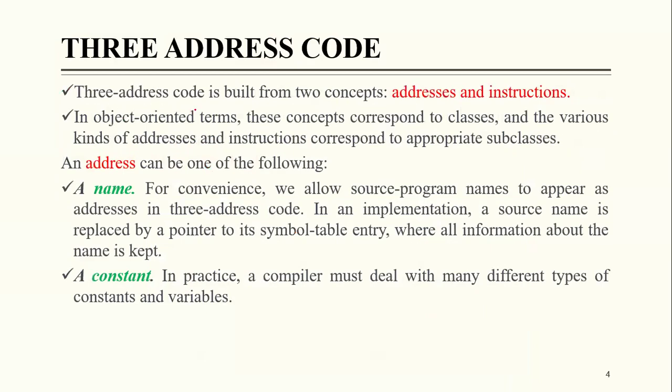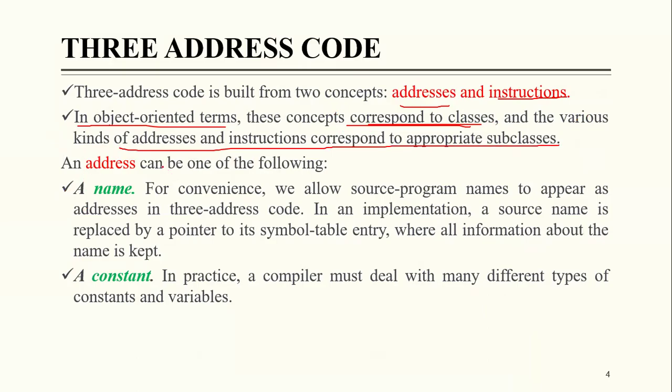And next, the three address code is built from two concepts. One is address and another one is instructions. In object-oriented programming concepts, this corresponds to the classes. Addresses correspond to the classes, and the various kinds of addresses and instructions correspond to the appropriate subclasses.